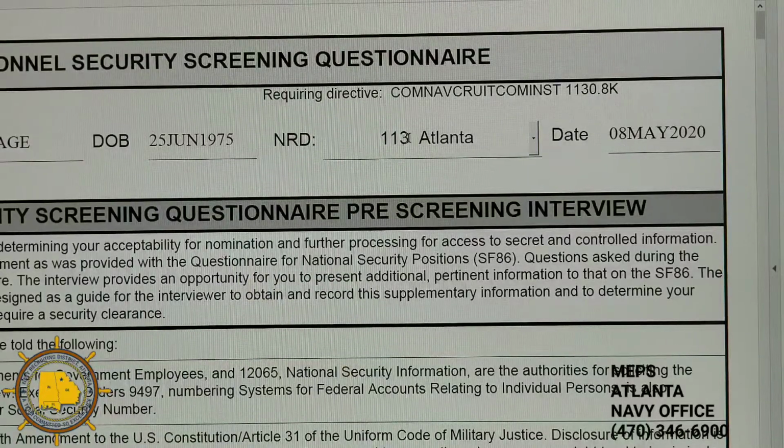Our district code is going to always be 113. That's regardless if you're over in Montgomery or you're recruiting over here on the Atlanta side. Our district number is always going to be 113, and you're always going to put Atlanta there. So 113 Atlanta covers both Atlanta East Side and Montgomery West Side of the district. And then you're going to put the date that the actual PSSQ was administered.